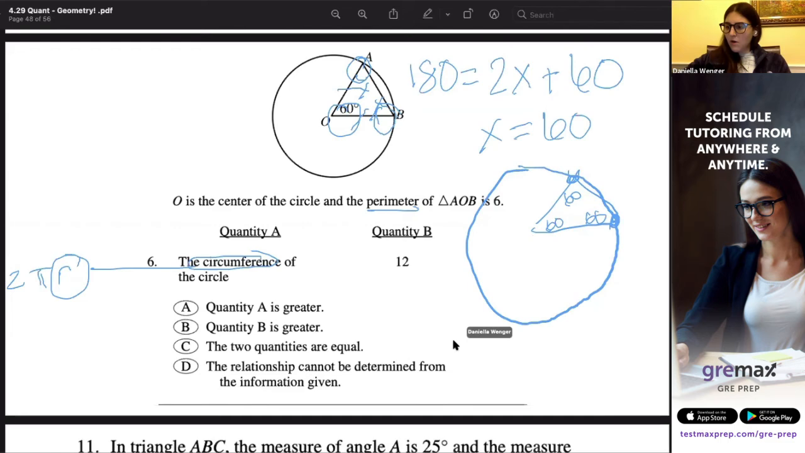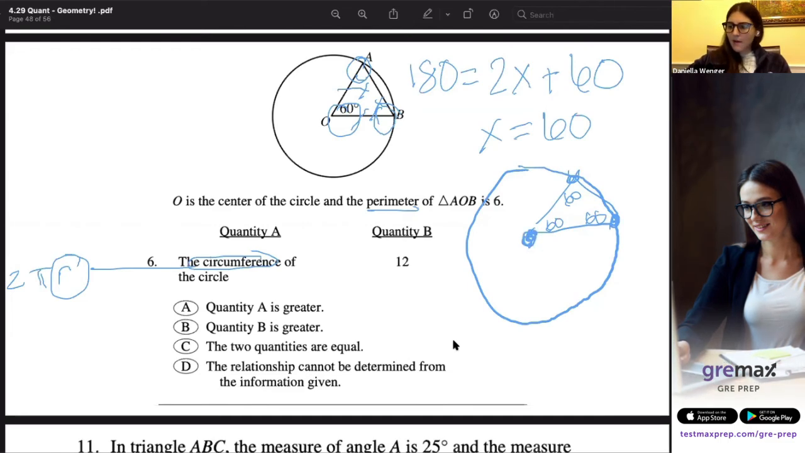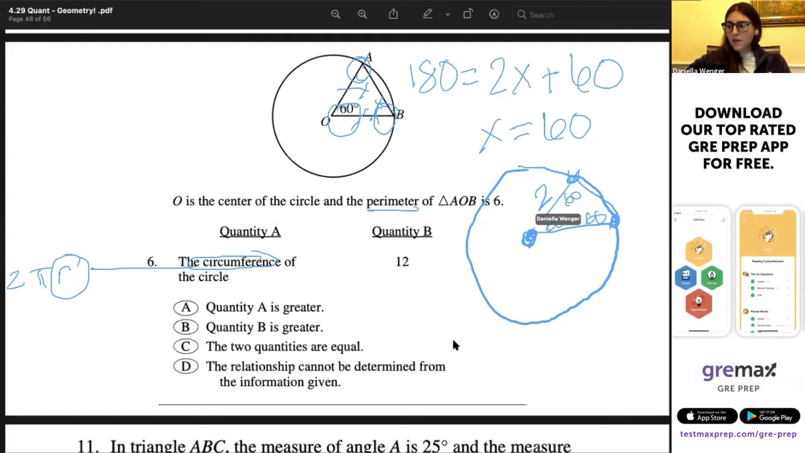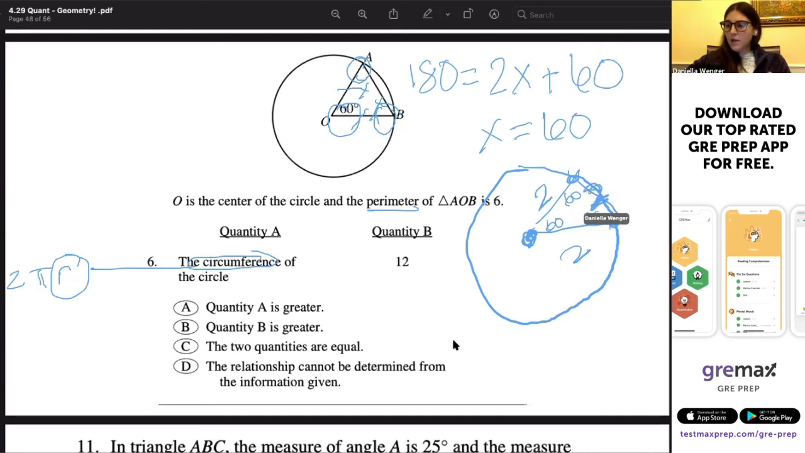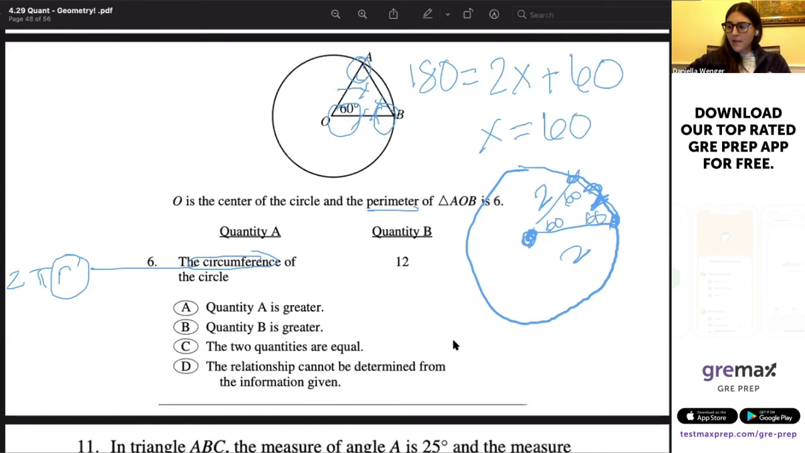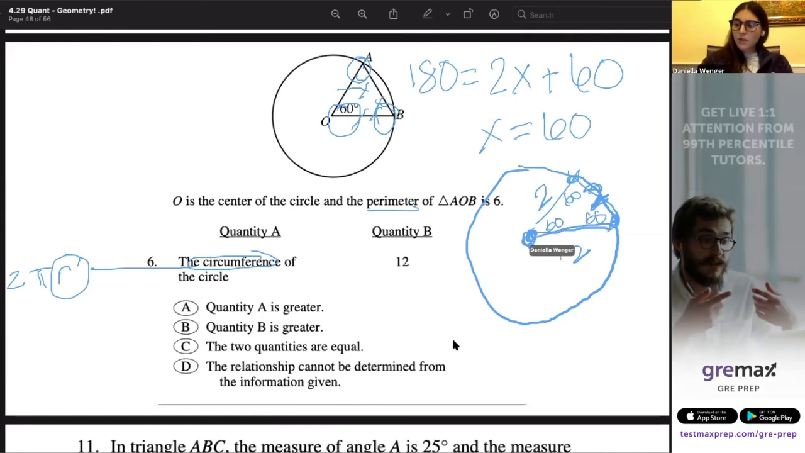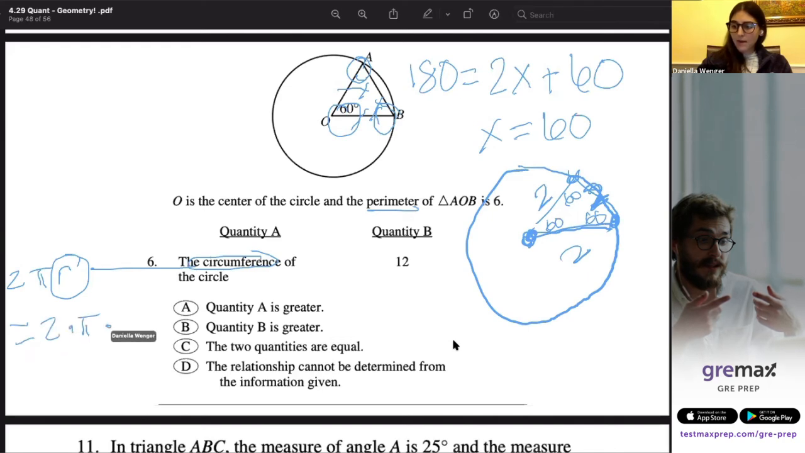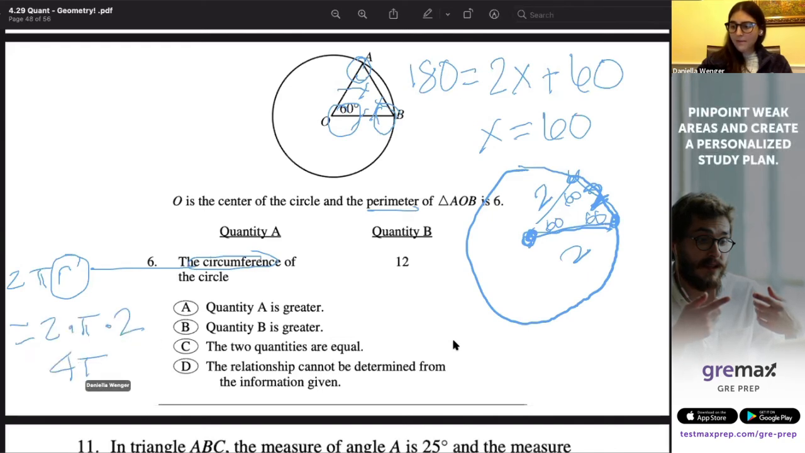And O here is the center of the circle. If the perimeter here is 6, that means it's an equilateral triangle, so we know each side is 2. If we're solving for the circumference of the circle, we take the radius, which is 2. So that's equal to 2 times pi times the radius, which is 4 pi.